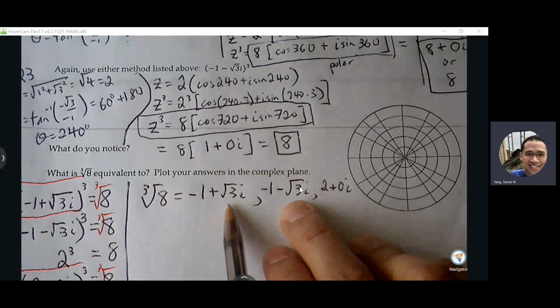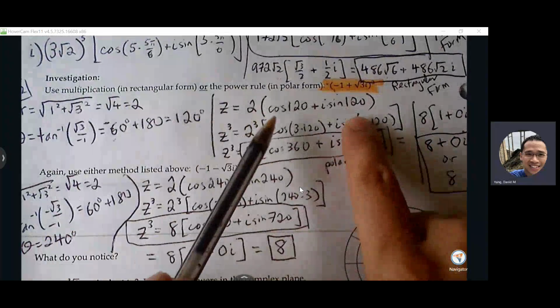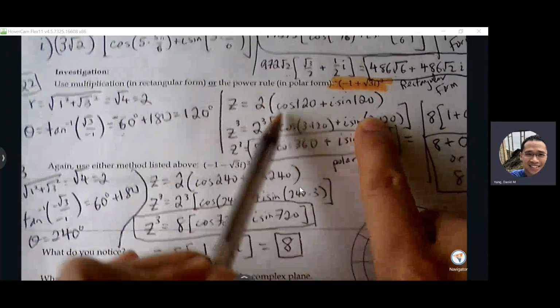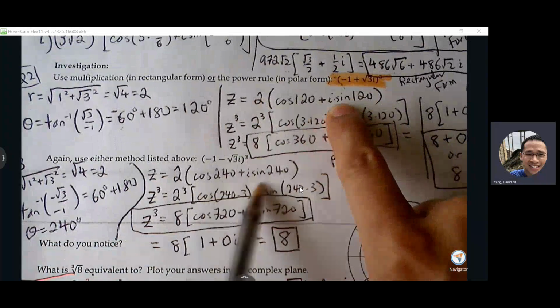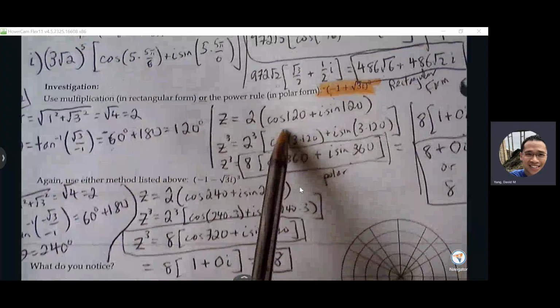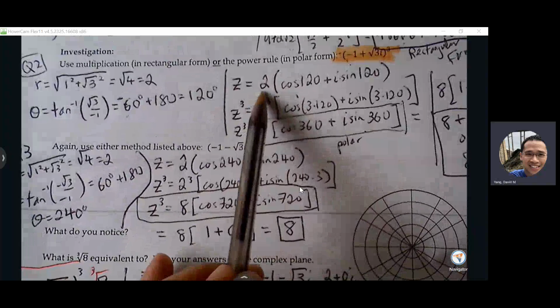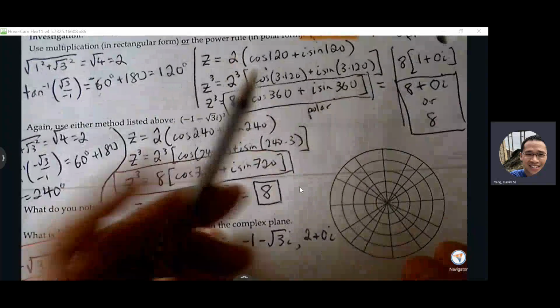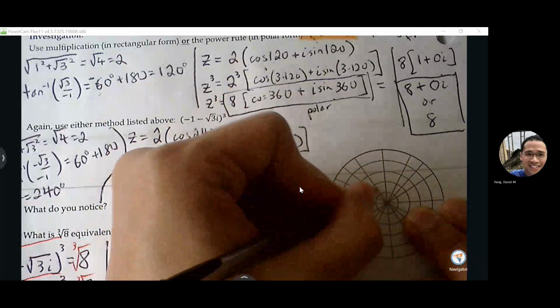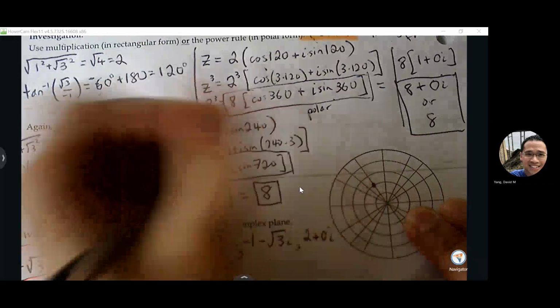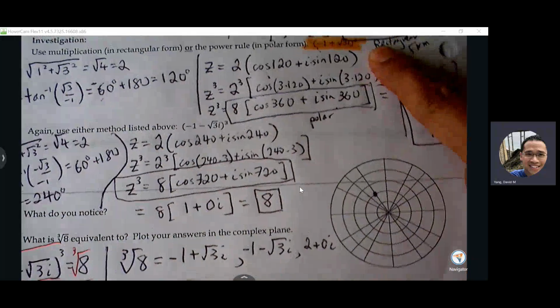Now, you may not be familiar with what these points look like, but we can graph them a little bit easier in their polar form. So it's easier to graph these polar forms here. So 120, cosine of 120, that's our theta, our radius is 2. So we find 120. So that's equivalent to negative 1 plus root 3i.